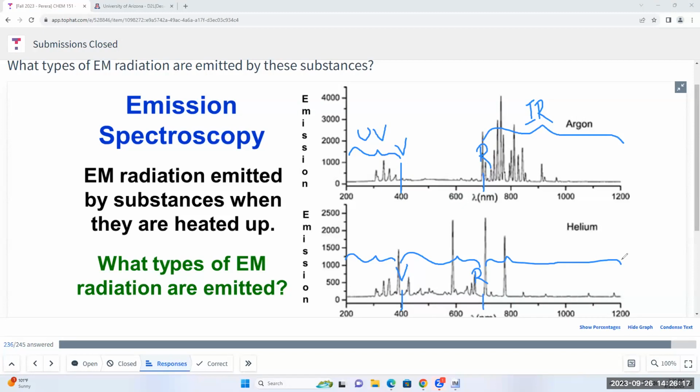So I saw that some of you picked microwave. Remember, microwave does not appear until you go to 1 millimeter wavelength.